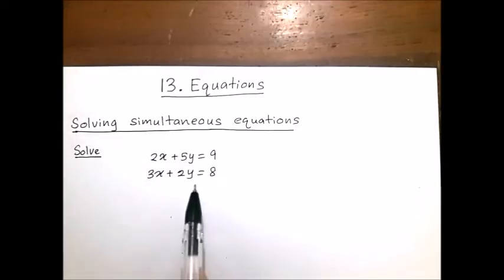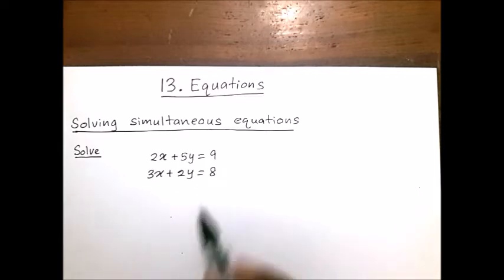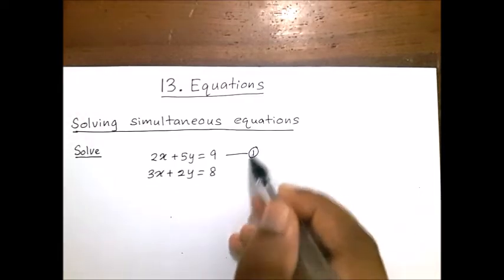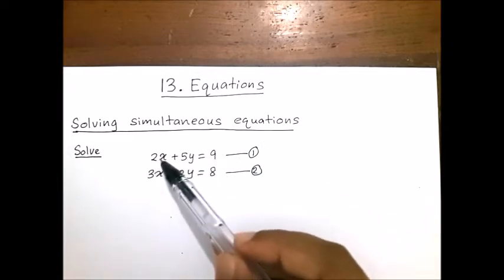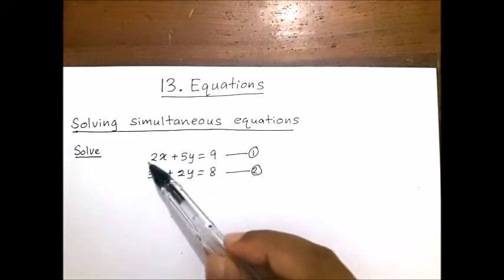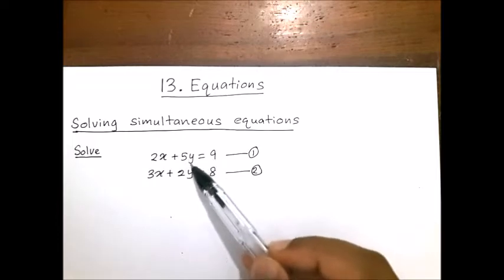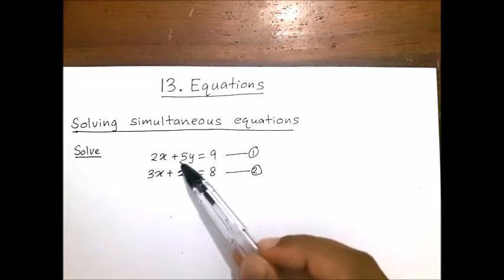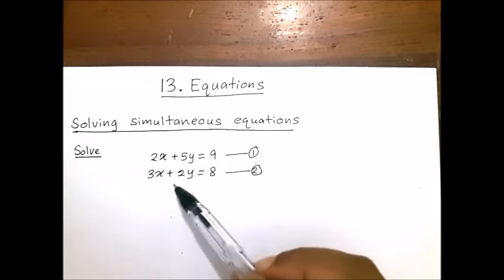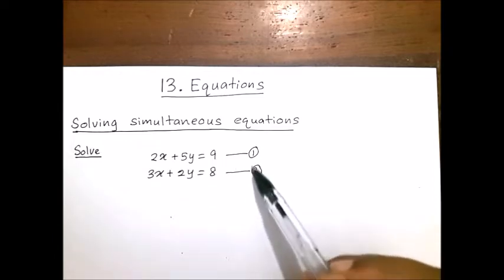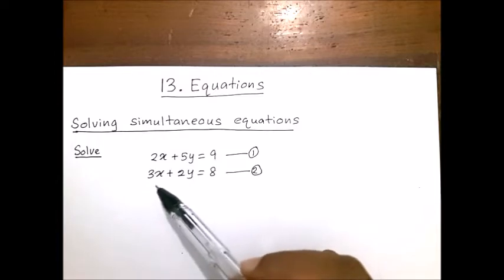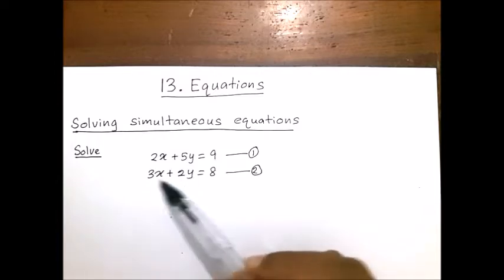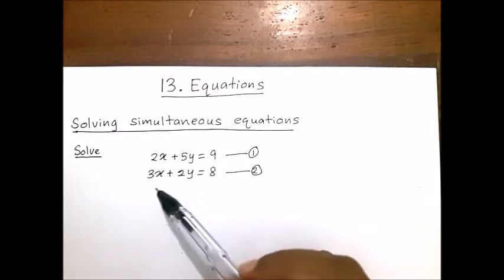Let's solve this pair of simultaneous equations. Name this one as 1 and this one as 2. Now look at the coefficient of x, 2 and 3, they are not equal. Coefficients of y, 5 and 2, they are also not equal. To solve these two simultaneous equations, first you have to convert coefficient of x or y to an equal term.